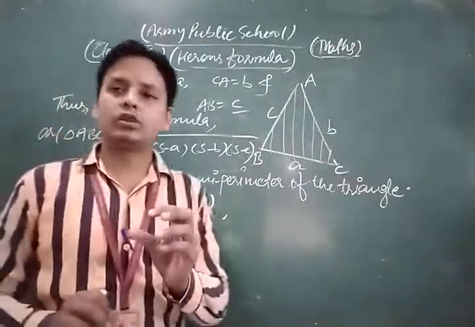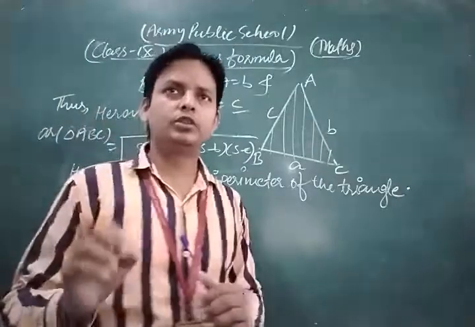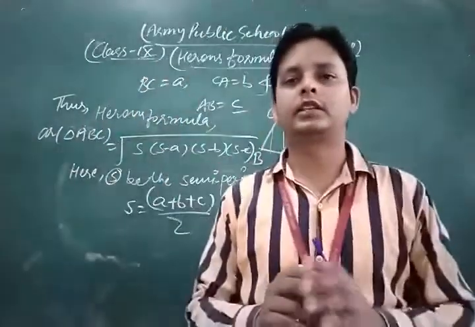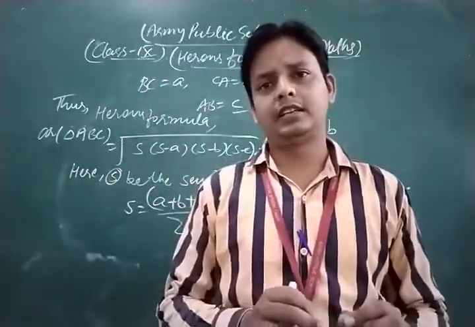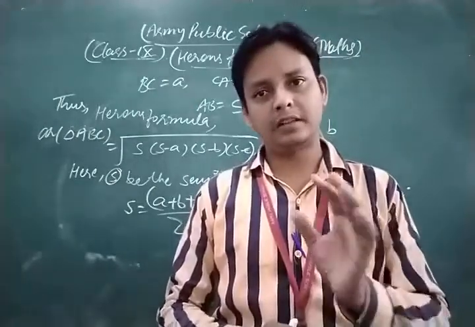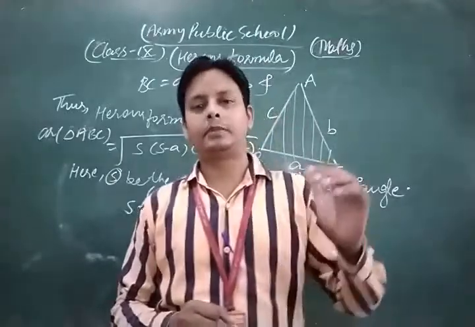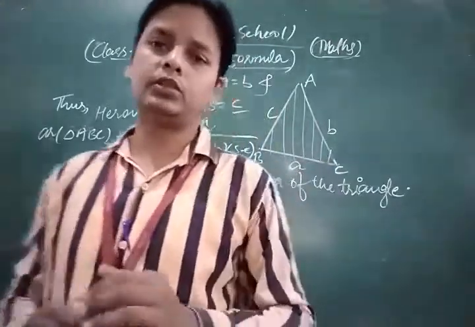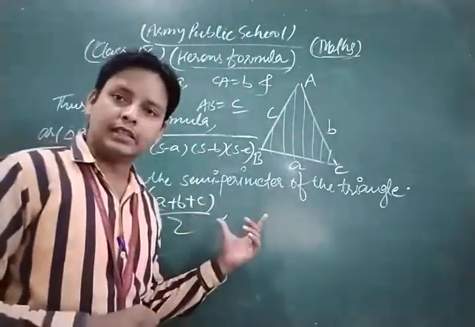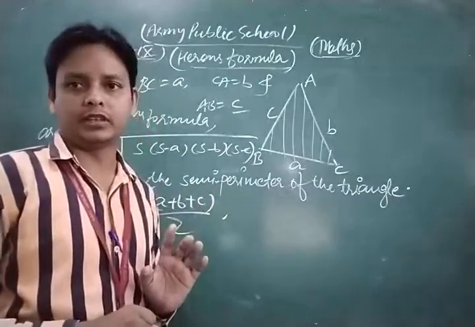You know the concept of perimeter, dear friends, you know that very well. The sum of all three sides of a triangle is called the perimeter, and half of the perimeter is known as the semi perimeter. This is the concept of that.